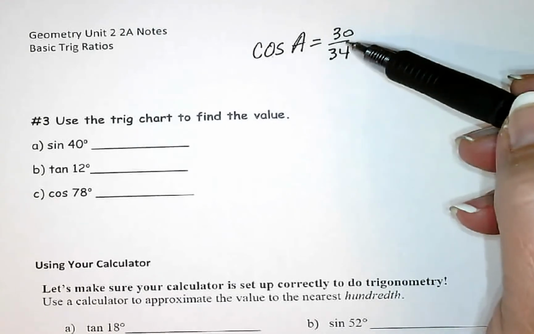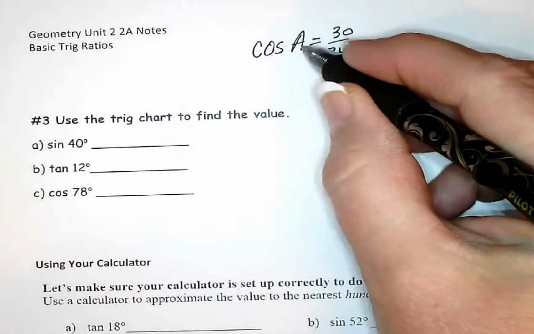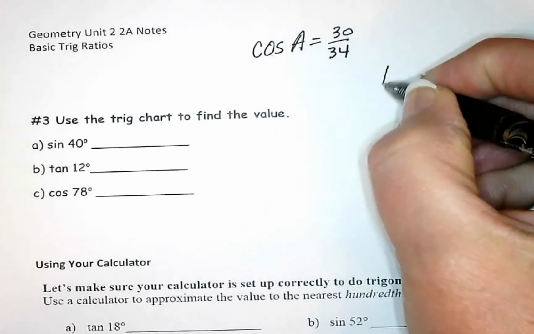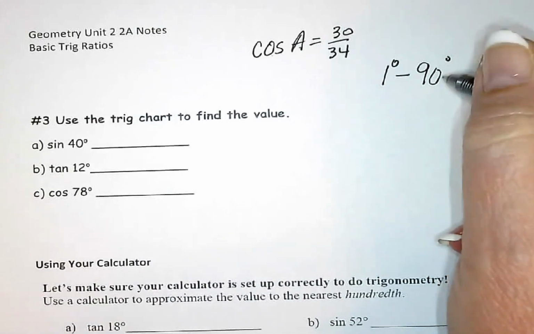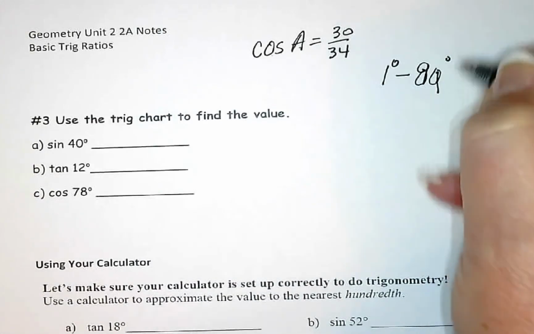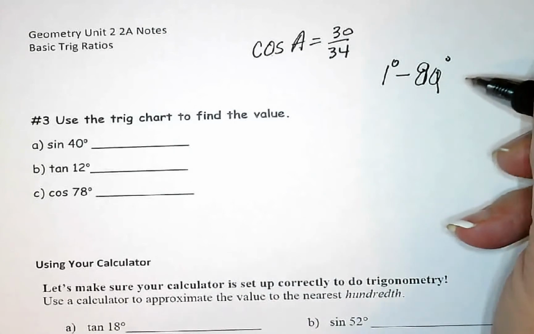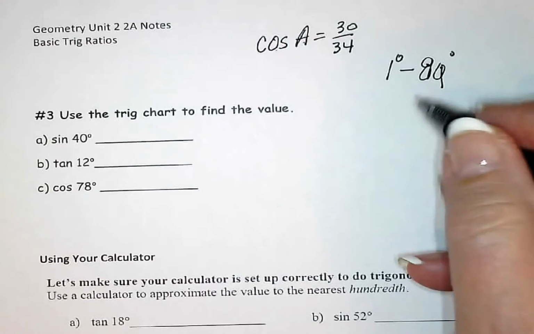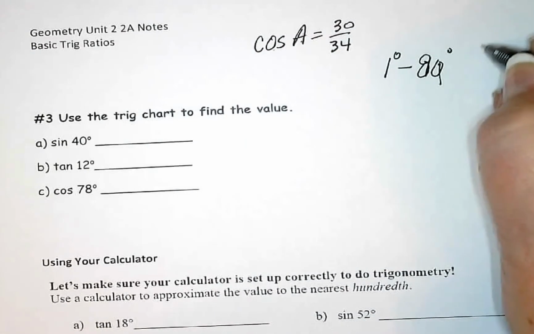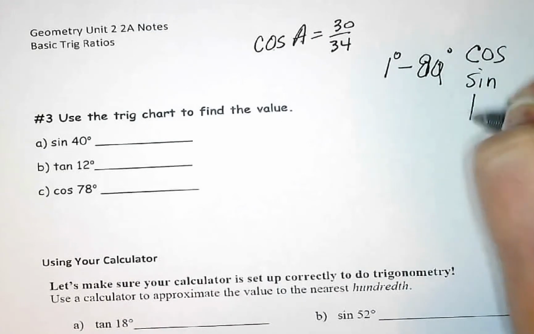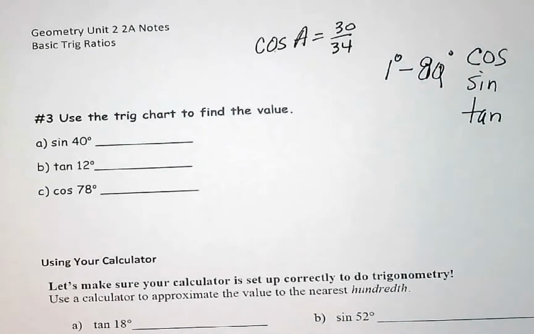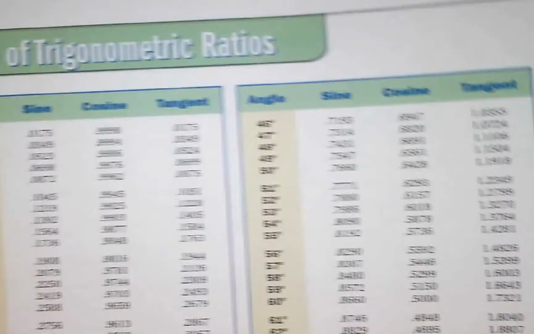And somebody has gone through, and all the angles, angle A here, all the angles could be between 1 degree and 90 degrees. Actually 89 degrees, okay? Oh, that looks bad. Okay, and they have gone through all three trig ratios, cosine and sine and tangent, and they've figured out all of the decimal pieces, which we'll need to help us find and solve some equations. So this is what it looks like.